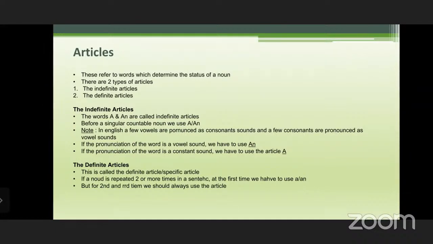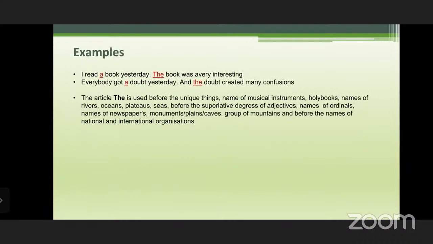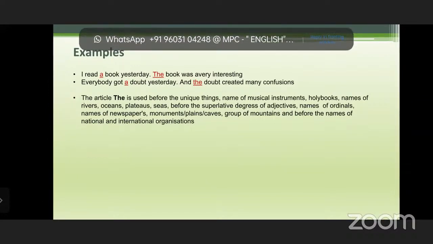So dear children, just understand this point. If a word is repeated two or more times in a sentence or in a paragraph, for the first time we have to use the indefinite article, a or an, based on the pronunciation. If it is repeated a second time and third time, we have to go for the definite article, the. So we'll see two examples to understand the usage of the indefinite articles and definite articles.